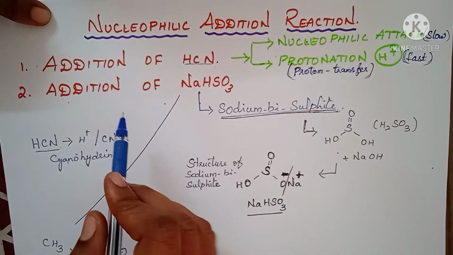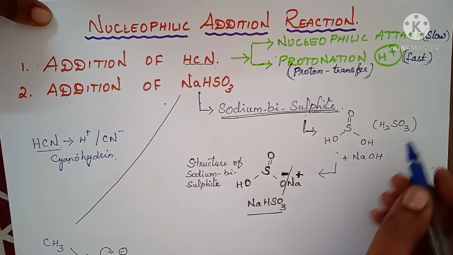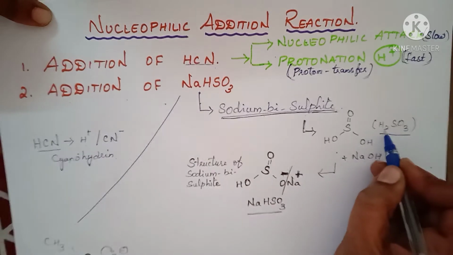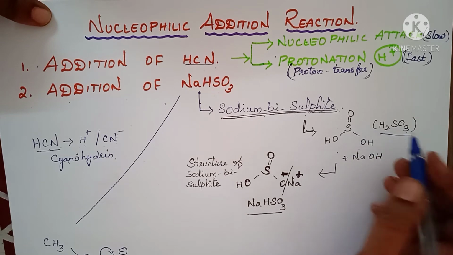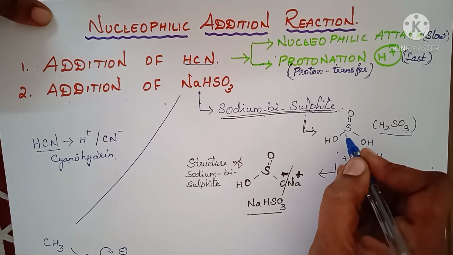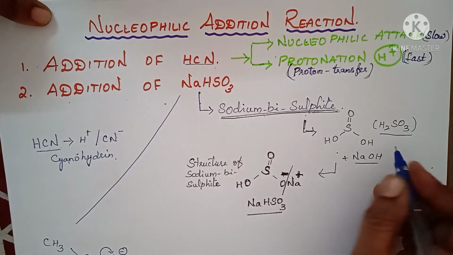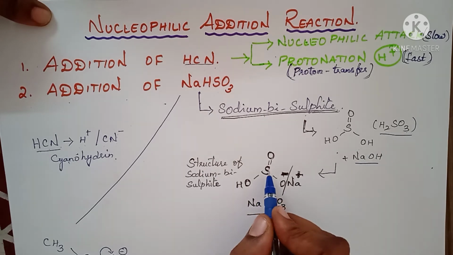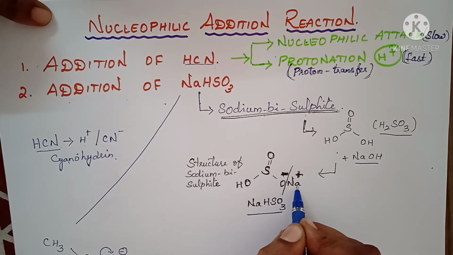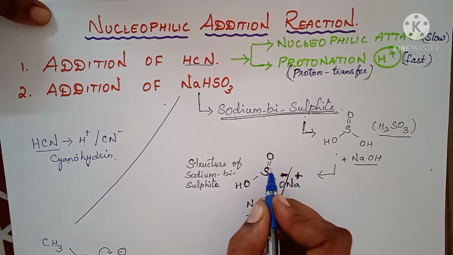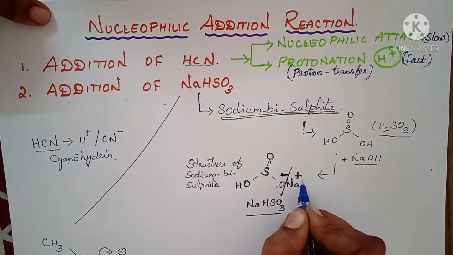What is the second reaction? Sodium bisulfite. Sodium bisulfite comes from hydrogen sulphite, H2SO3. Hope you got that. What is the structure of H2SO3? S double bond O, this side OH, this side OH. It is treated with sodium hydroxide. Here you are getting S double bond O, here OH, here ONa. So in this part, S double bond O, OH, here O minus, Na plus.